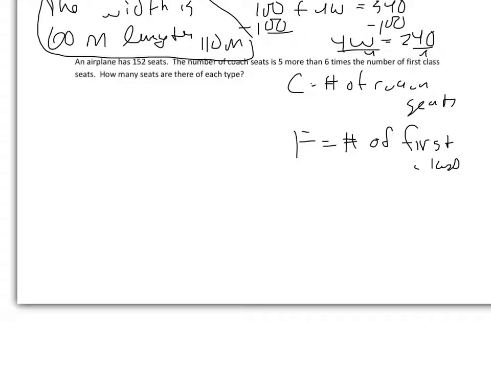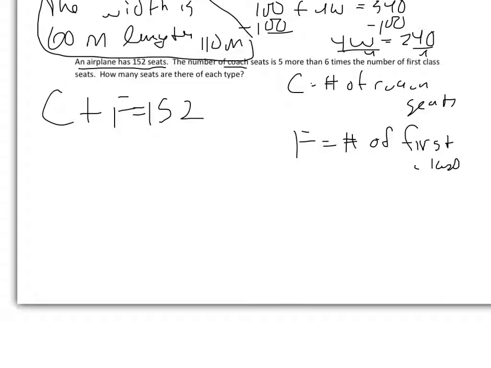Okay, so if there's 152 total seats, that would mean that the number of coach plus the number of first class is 152. So you can say C plus F equals 152. So total number of seats is going to be the number of coach plus the number of first class.